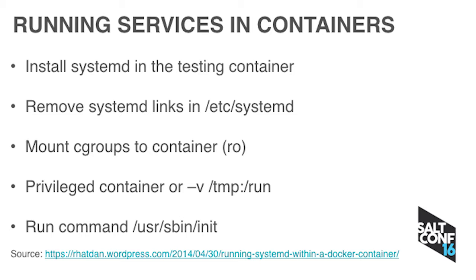And then you have to run the container as privileged, or you can mount tmp from the host to /run on the container. And actually, Red Hat pushed a change to Docker where you won't need to do any of this anymore. So that step won't be necessary in newer versions of Docker. And then you have to run /usr/sbin/init to make systemd PID 1.